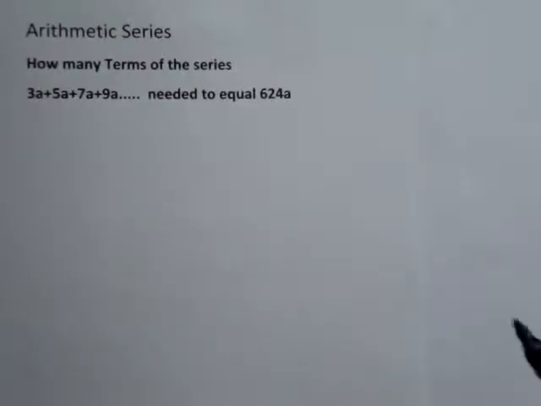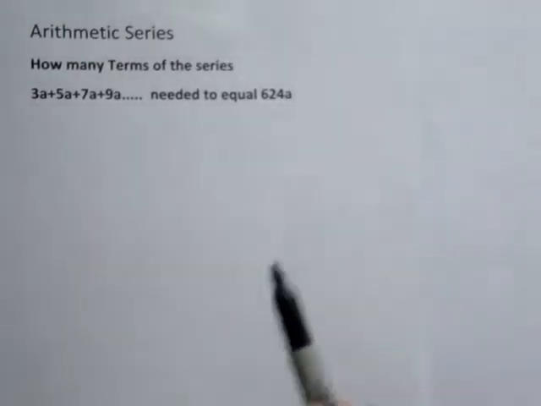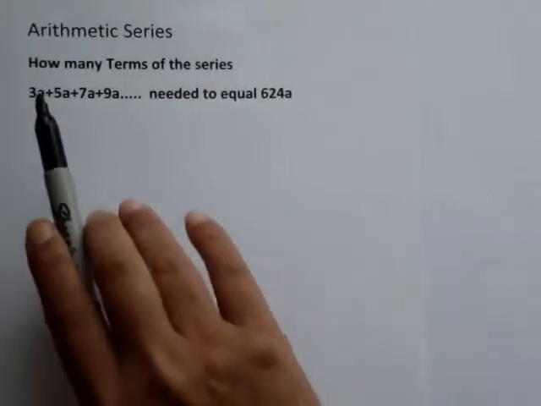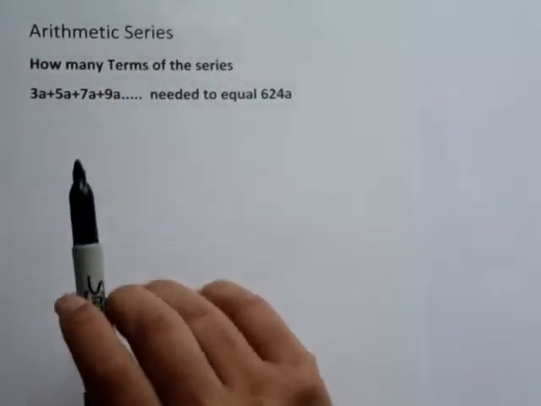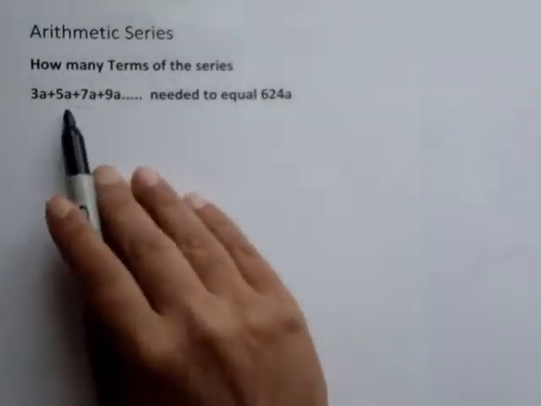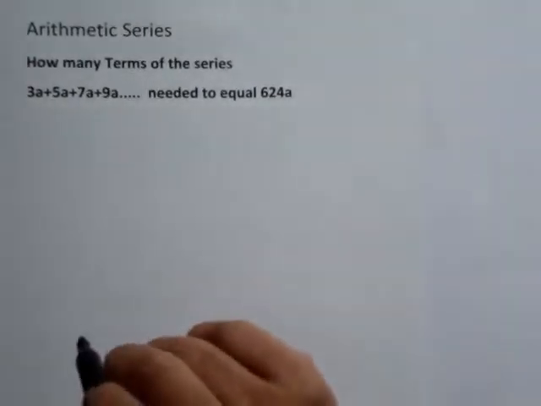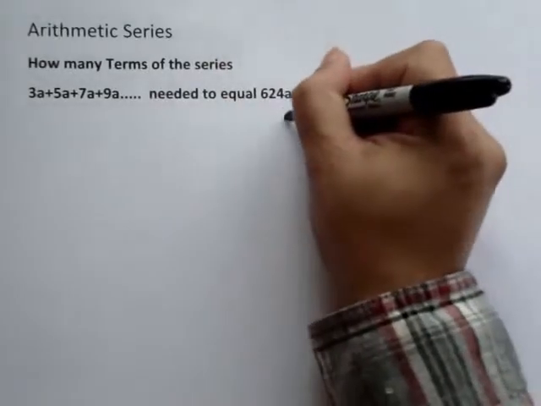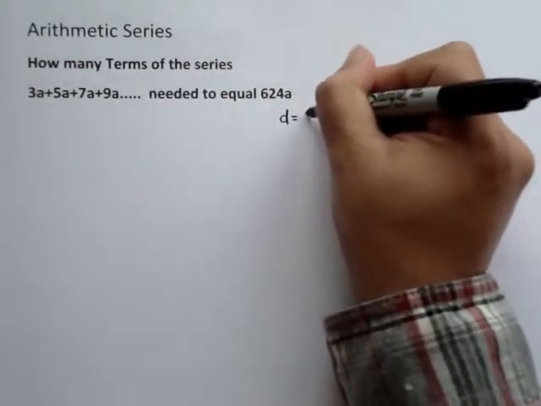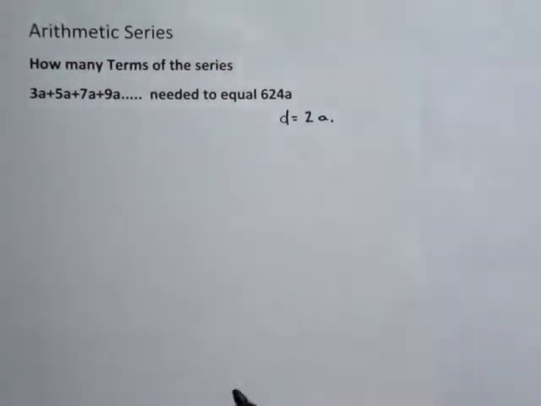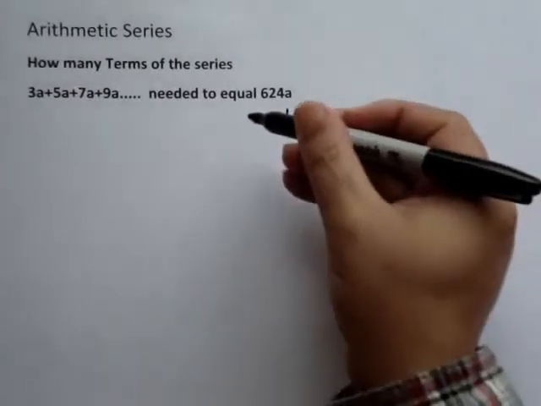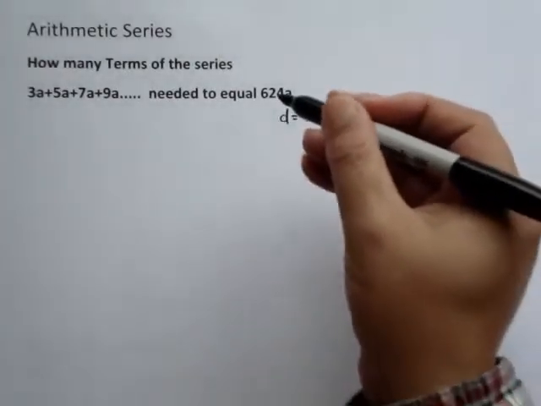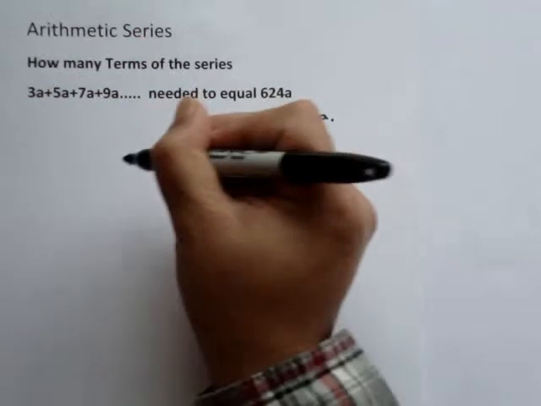Question: first of all, let's make sure it is an arithmetic series with a common difference. So we can see that when we subtract 5a take away 3a, we're left with 2a. 7a take away 5a again is 2a. So our common difference d is 2a. Now we need to plug everything into our formula. So the sum of the series is 624a.